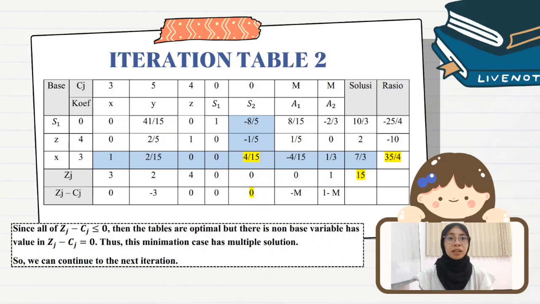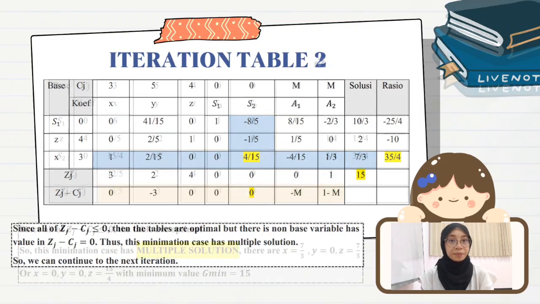However, there is something interesting. One of the non-basis variables has zj minus cj equal to 0. This indicates that the problem has multiple optimal solutions. So, we can proceed with another iteration to explore alternative solutions that are equally optimal. The picture below is the next iteration.